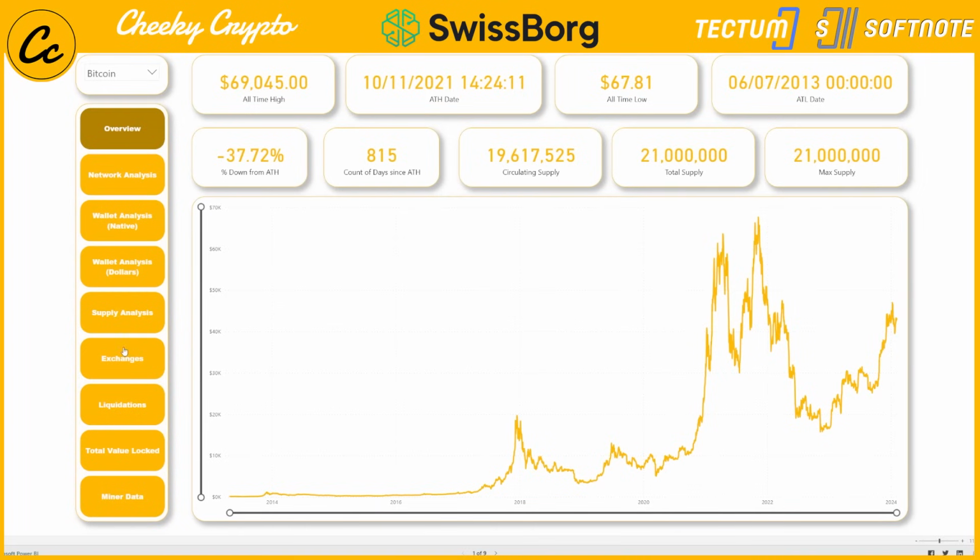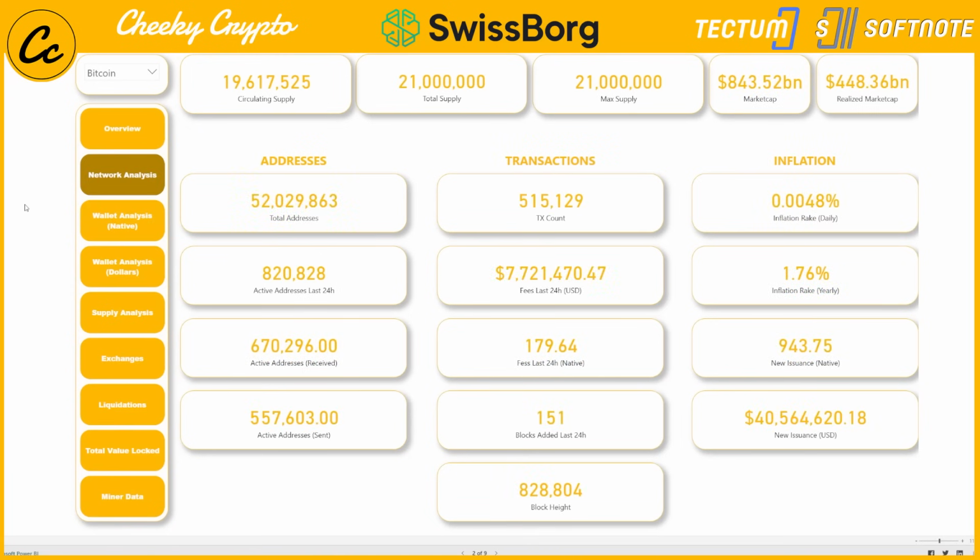As we move down these options on the left here, we'll go to network analysis. There's a few things here that I've spoken about before that are worth noting. One, obviously, the total number of addresses, which is 52 million. In the last 24 hours, 820,000 addresses were active, 670,000 received Bitcoin, and 537,000 sent Bitcoin. That means that some of these wallets basically sent and received BTC in the same 24-hour period.